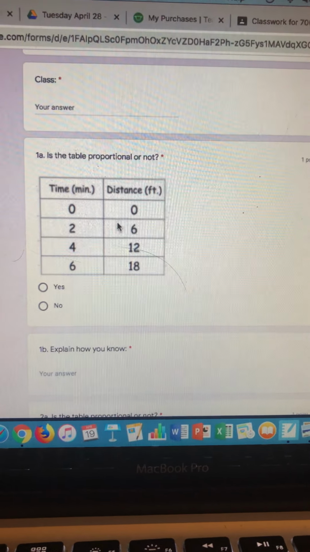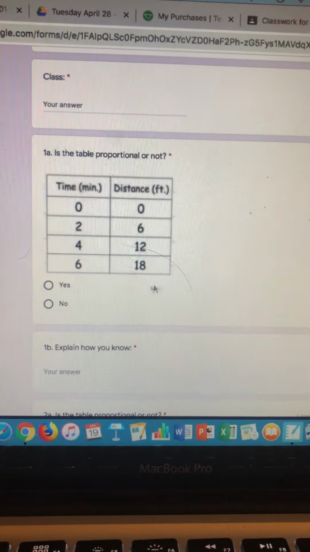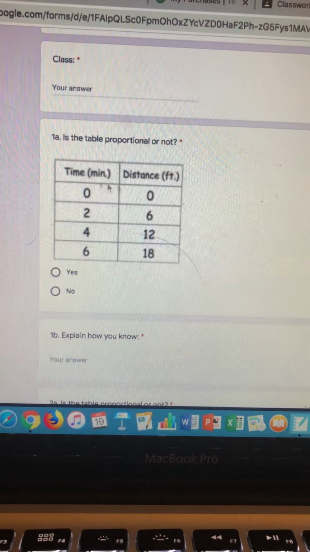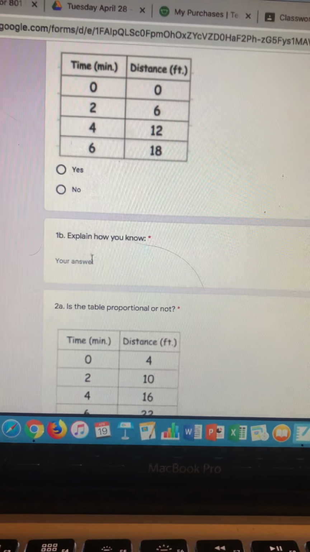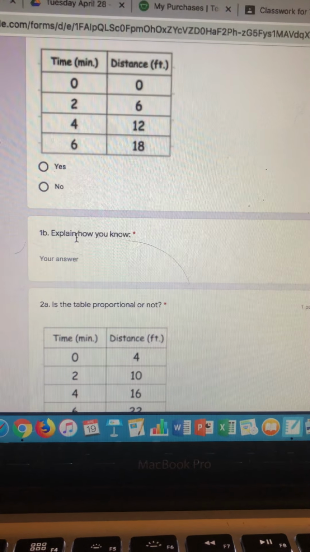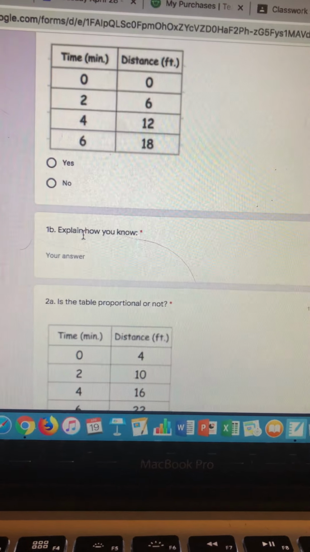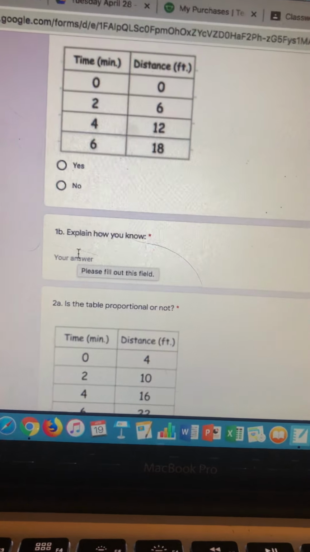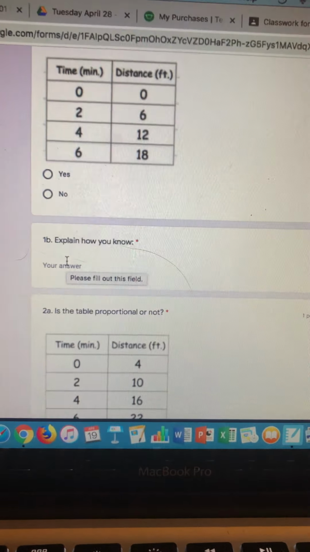It's going to give you a table. You're going to check, is it proportional? So you look to see if there's a constant, and then you look to see if 0, 0 is included. You would click yes or no, is it proportional or not? And then you explain how you knew. Explaining it would just be because the table has a constant and includes 0, 0. If it's not proportional and you have to explain how you know, then you just say because the table does not include a constant or does not include 0, 0.